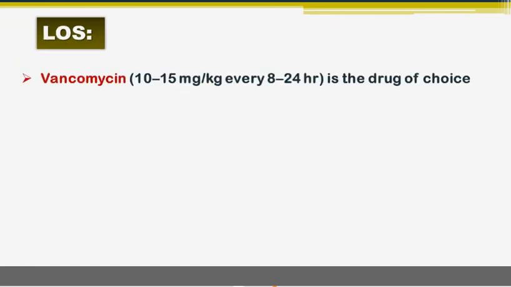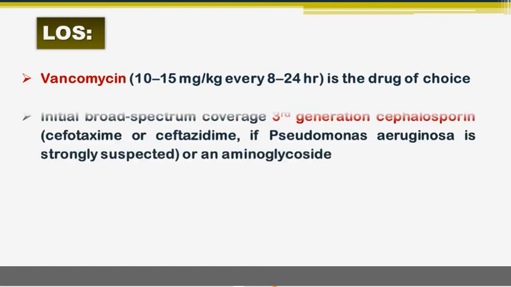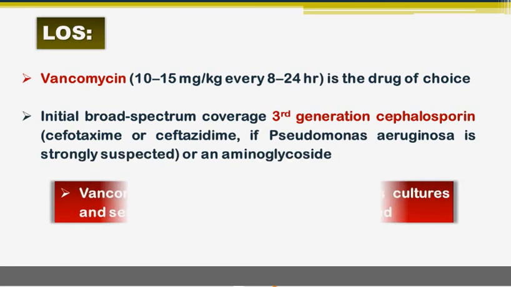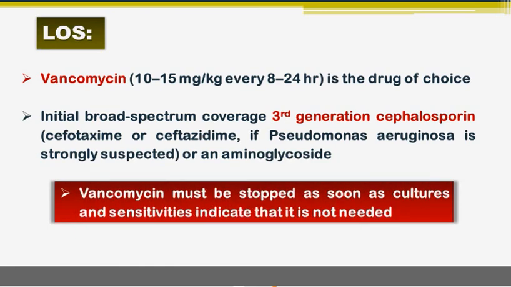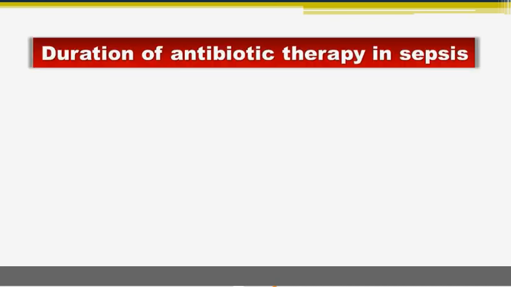For late onset sepsis, there is a risk of coagulase negative staphylococci because of the indwelling catheter, so we prefer to start with vancomycin, which is the drug of choice, and initial broad spectrum coverage with a third generation cephalosporin. If Pseudomonas aeruginosa is suspected, we start with ceftazidime or an aminoglycoside with vancomycin. Vancomycin must be stopped as soon as culture and sensitivities indicate it is not needed, because we are afraid of resistance to vancomycin.